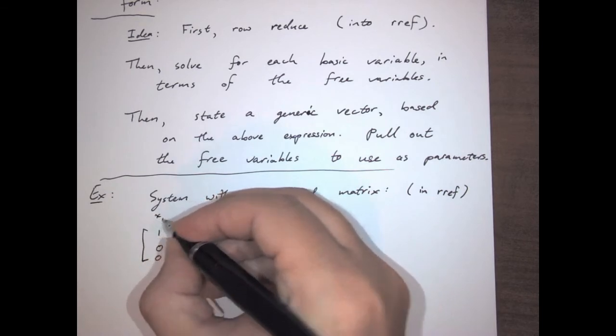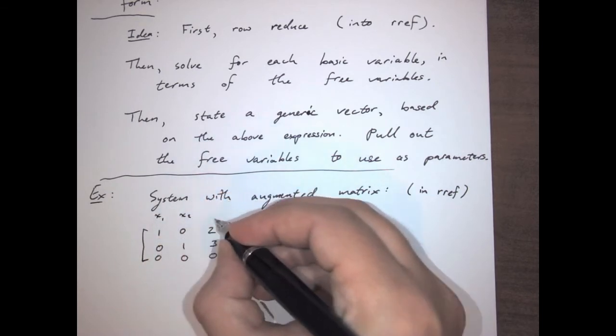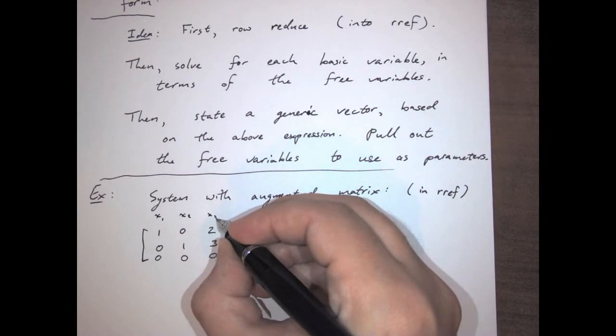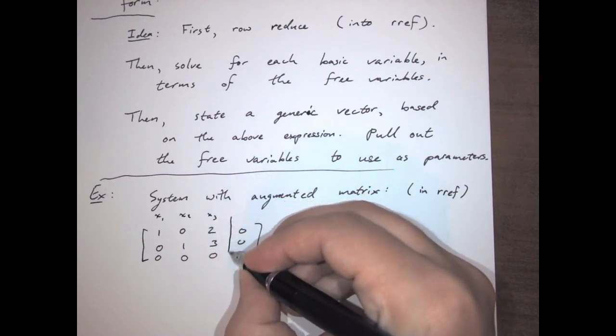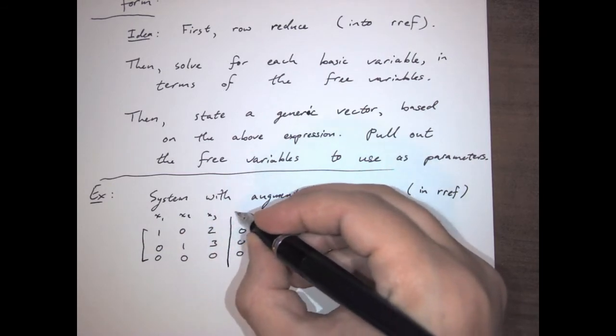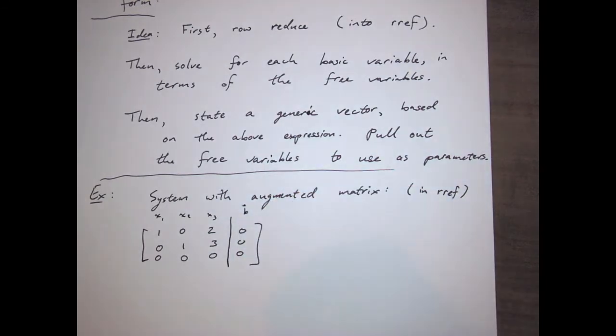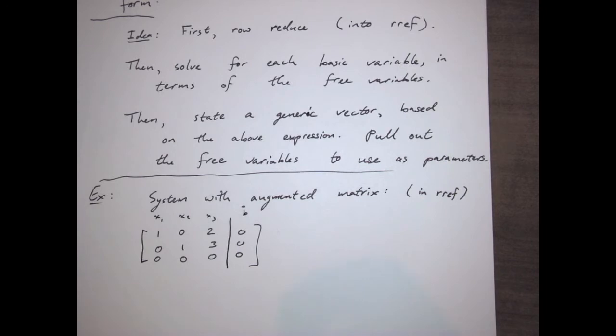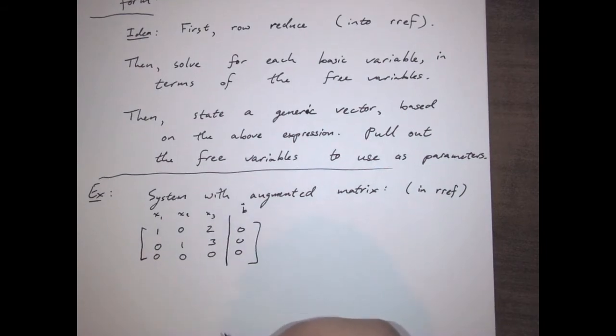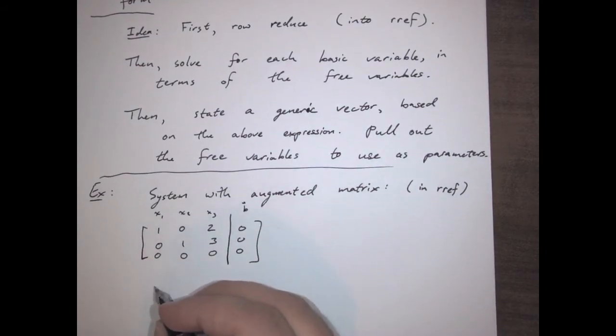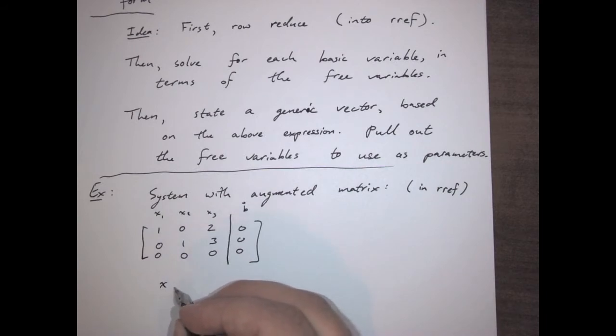So this is the column that goes with x1, this is the column that goes with x2, this is the column that goes with x3. This one is the pivot, the augmentation bar, and then over here we're just going to have the b's. You'll notice this one does happen to be homogeneous, which is nice. So then what we're going to do is express each of the basic variables in terms of the free variables.